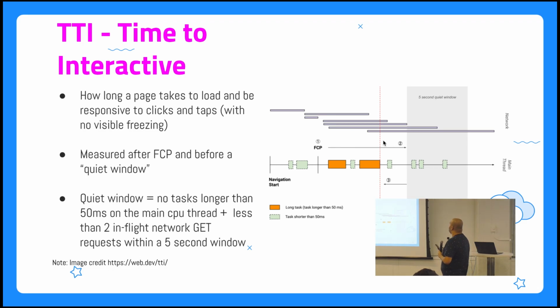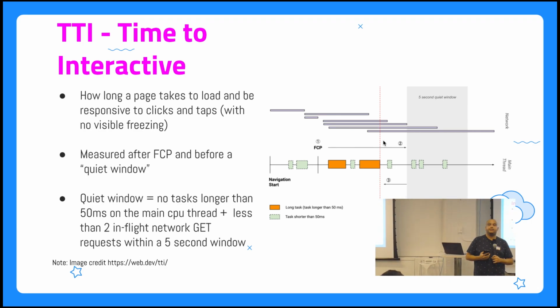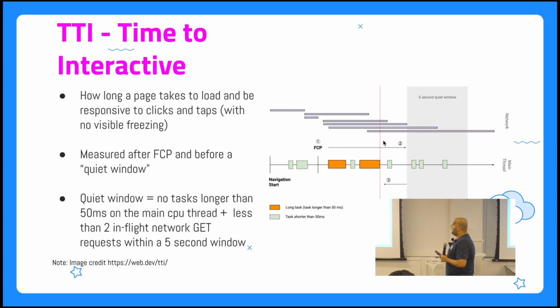What is the quiet window? Well, if you look at the image on the right side, you can see this highlighted area that's like a slight gray. So it's the period after any instances of the main CPU thread being used for more than 50 milliseconds, and there's basically a 5-second window with no 2 in-flight GET requests. What is an in-flight GET request? It's basically any request that your browser's already made to fetch resources, and they're basically in the process of being downloaded and not being initiated.